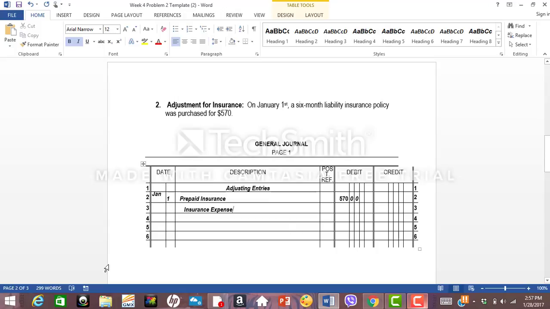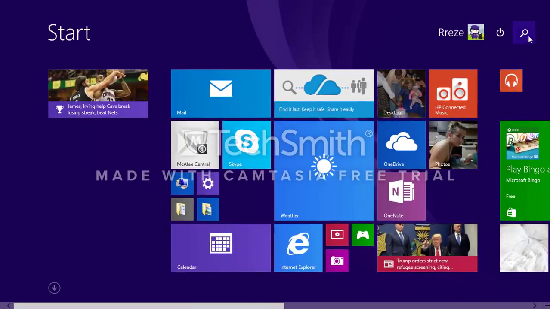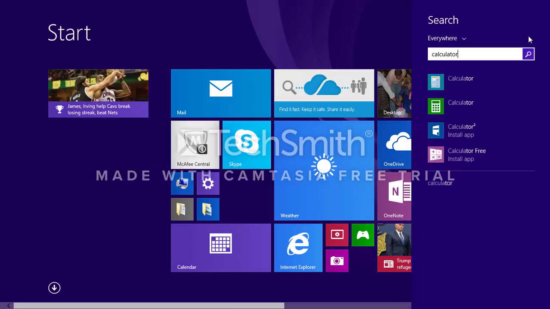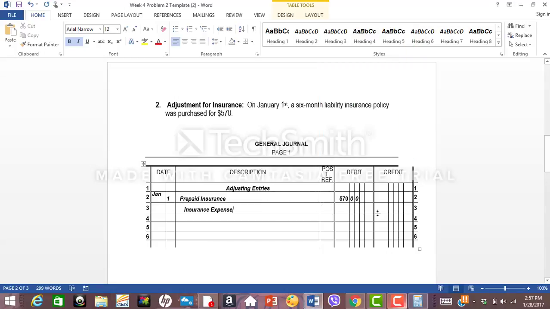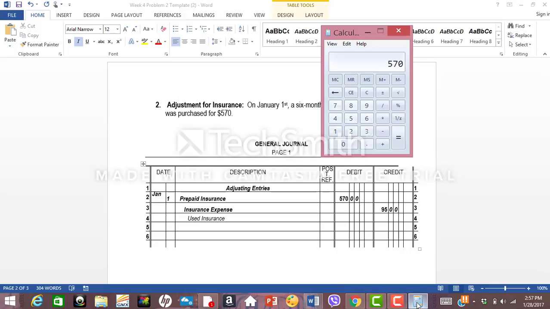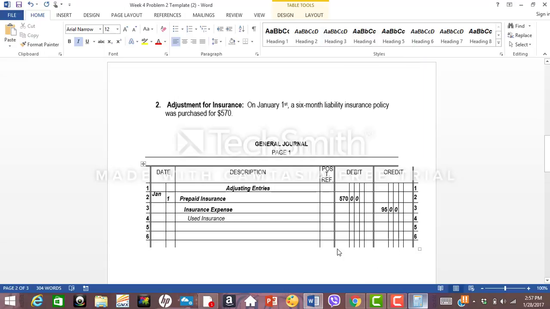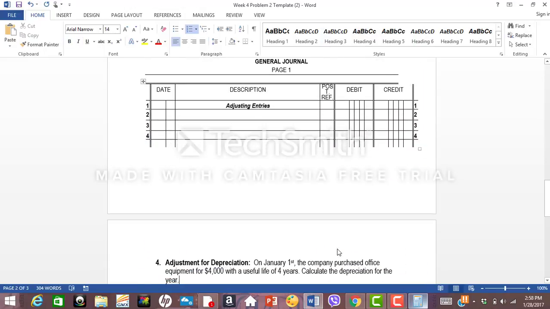So what we want to do is grab a calculator, and then we say 570 divided by 6 is 95. So at the end of January, $95 worth of our prepaid insurance is actually taken away. So technically we have 570 minus 95, we have $475 worth of insurance left. So we are done with this part.